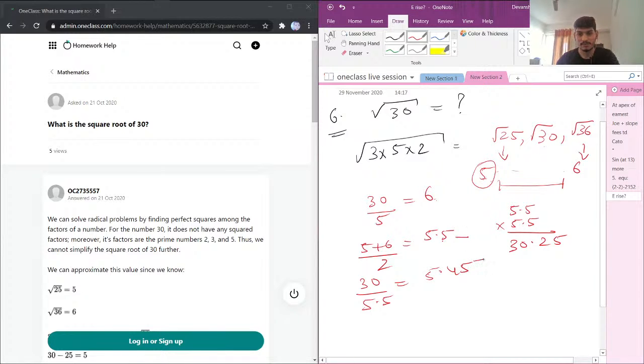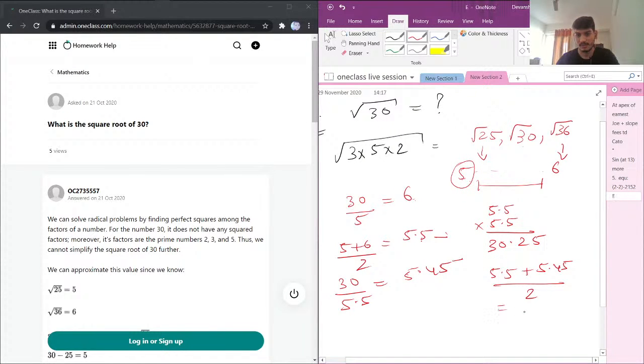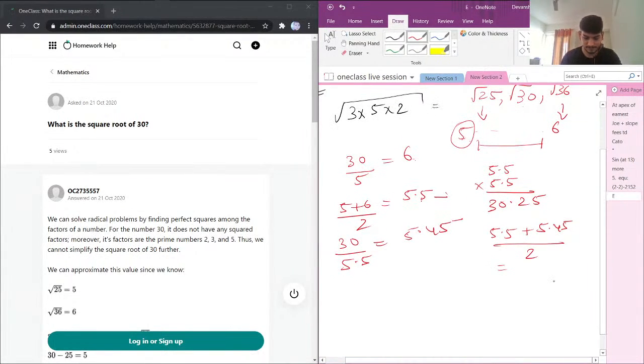Now I will take the average of these two terms. So 5.5 plus 5.45, divided by 2, we get 5.477.